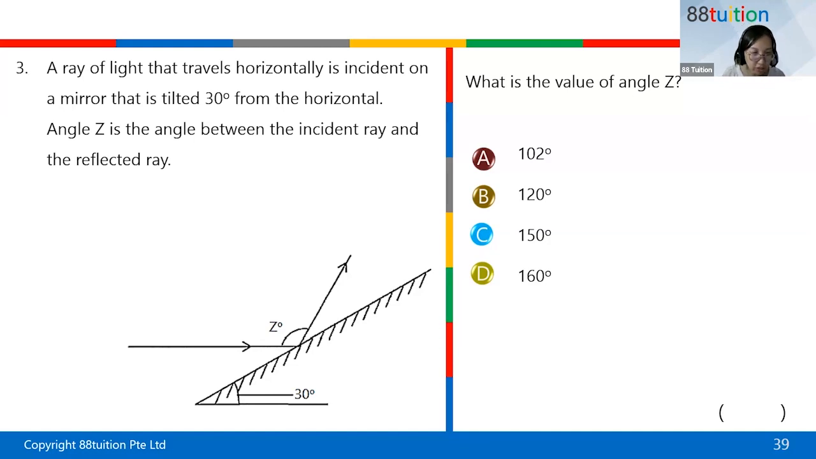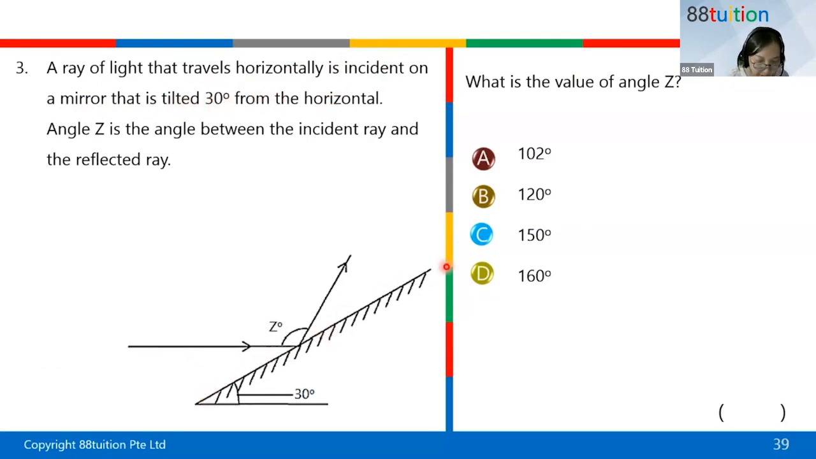All right, now this question 3. Now you have a ray of light traveling horizontally, like that. When we say incident, it means coming in, all right? The light ray is coming in, incident on a mirror. This mirror is tilted 30 degrees from the horizontal.